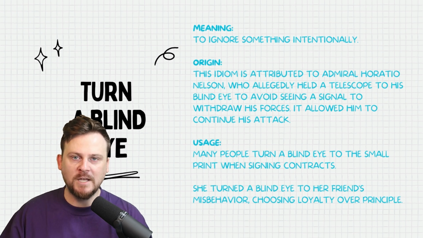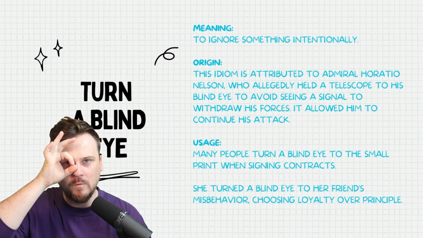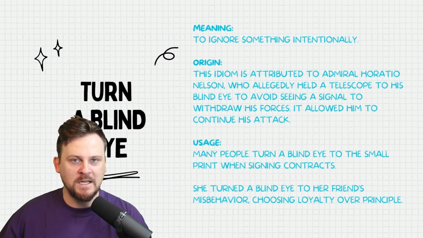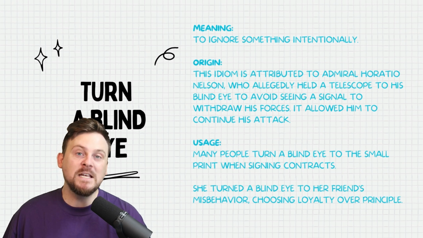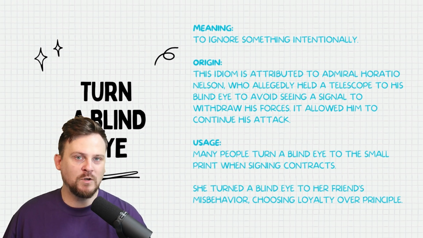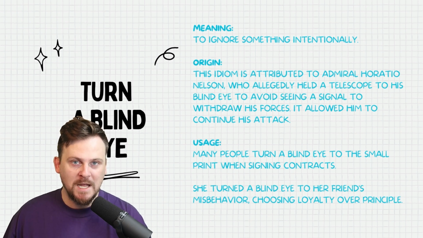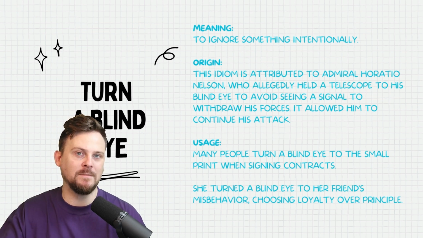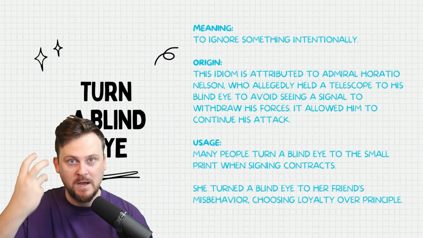So essentially, to put a telescope to an eye that can't see is kind of useless. He's basically saying, I know what they're trying to tell me. I know they're trying to tell me to pull back, to withdraw, but I don't want to because I think what I'm doing is the right thing. And so what I'm going to do is pretend like I looked and didn't see it. So, because he had a blind eye.